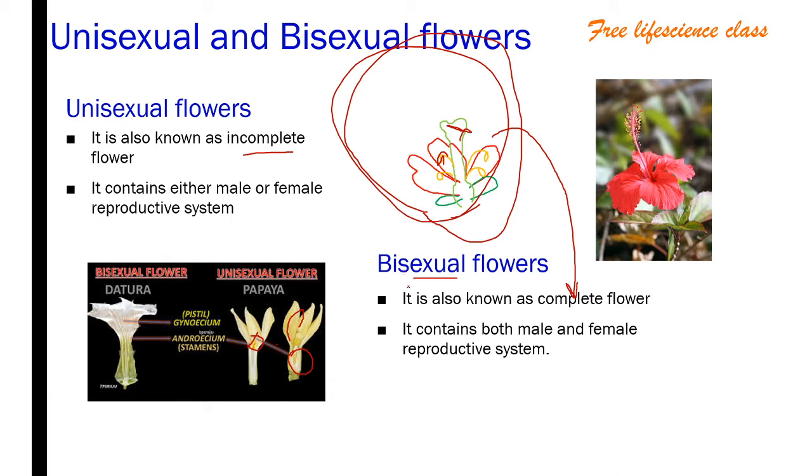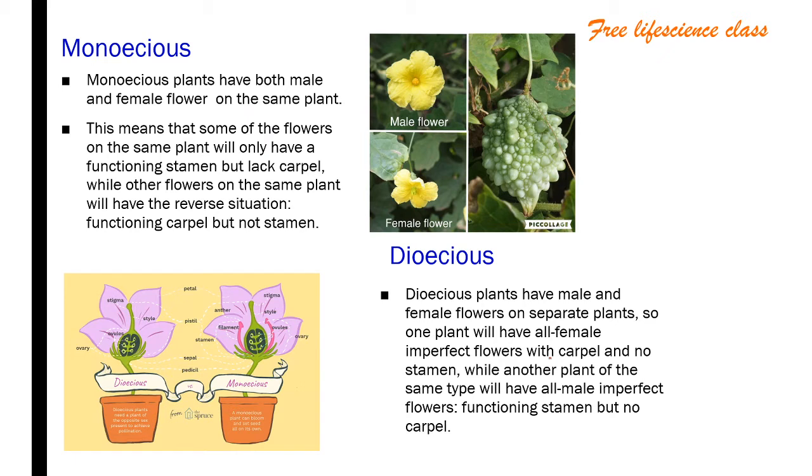Now moving into bisexual flowers. A bisexual flower is a complete flower. It possesses both female and male reproductive systems. Okay, for example, hibiscus. Next, we are moving into another slide, that is monoecious and dioecious. Another confusing one. Some students are always confused about monoecious and dioecious. Okay. So, if you are thorough with unisexual and bisexual, I will compare some of these points with unisexual and bisexual. So, please pay attention.